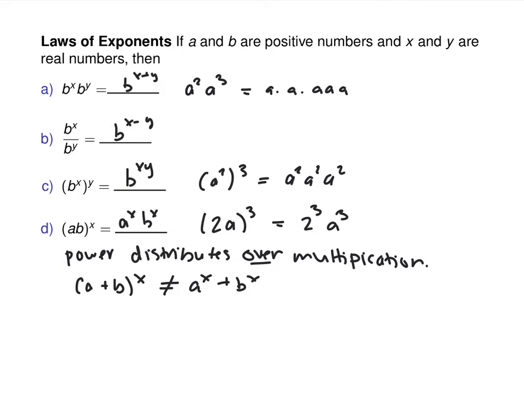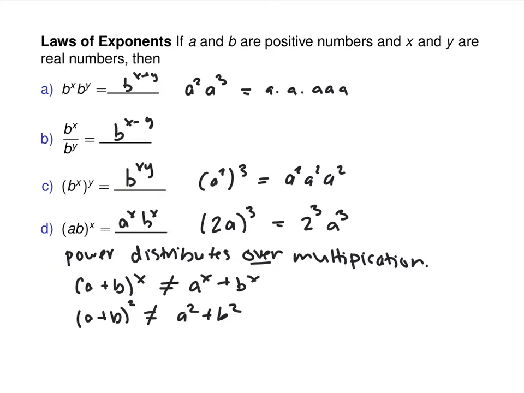You can prove that to yourself pretty quickly by just figuring out that a plus b squared is not equal to a squared plus b squared. I'm pretty sure the only power that's true for is a power of 1, which is kind of stupid. Maybe it's true for a power of 0 as well.